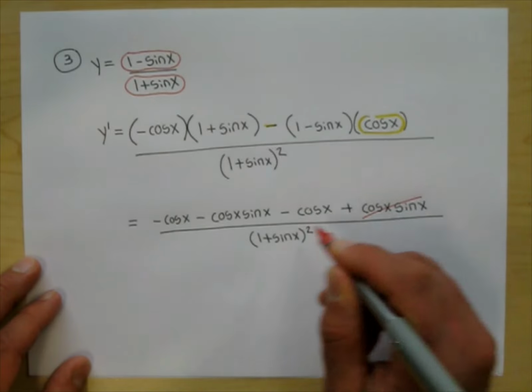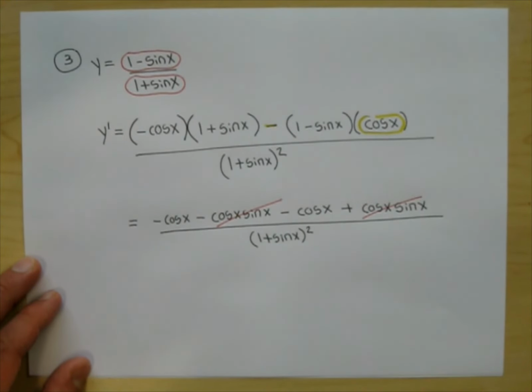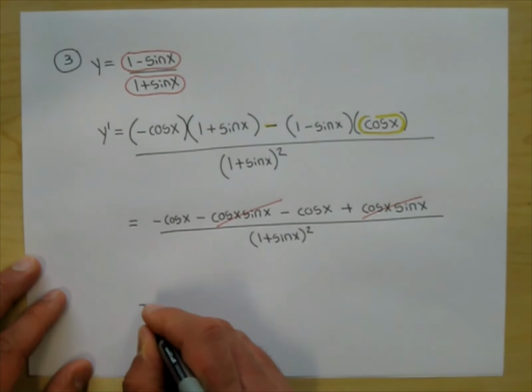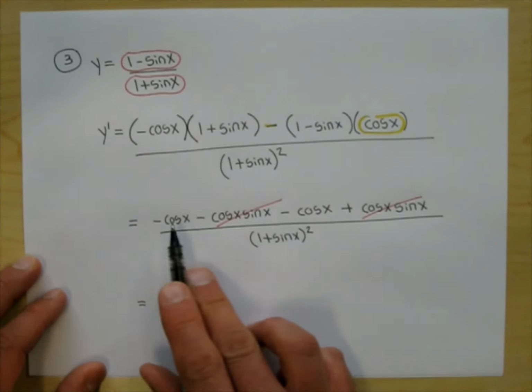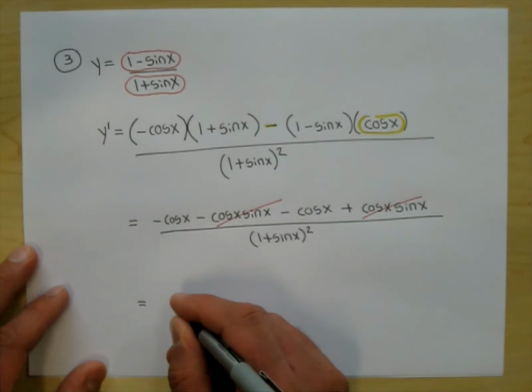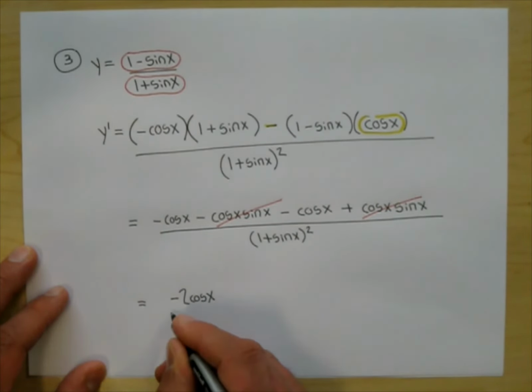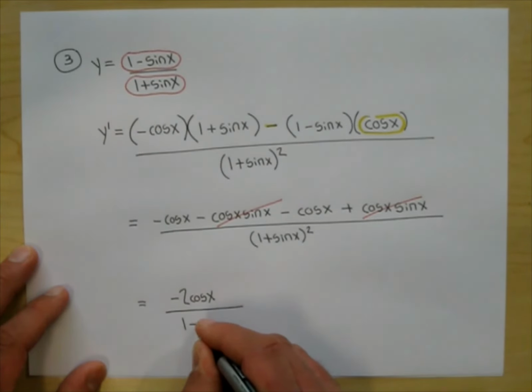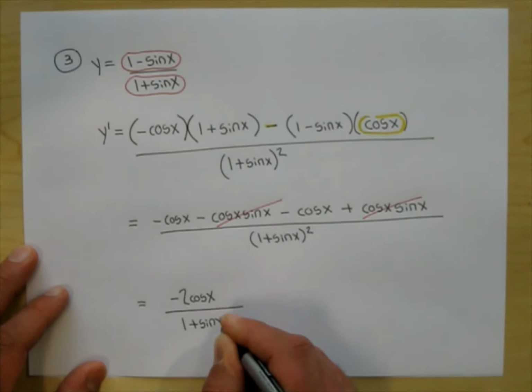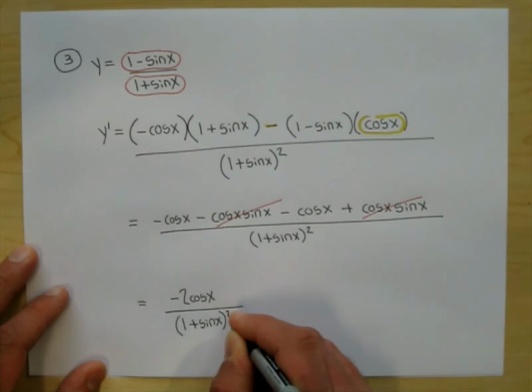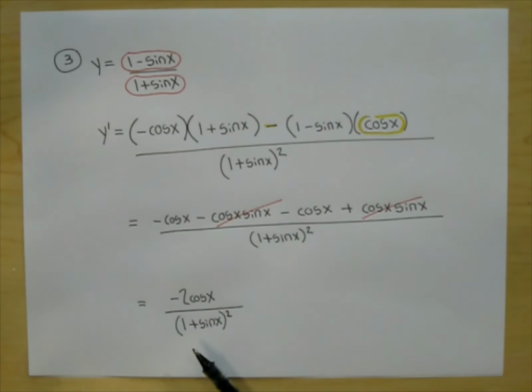Can we simplify the top? Yeah. Those guys are opposites. They're out of there. And the top now has 2 of these creatures, or actually negative 2 of them, minus 2 cosine x. And on the bottom we have 1 plus sine x quantity squared. Now we can multiply out the bottom. That's really not going to help us simplify this fraction. Nothing is really going to cancel. So we're done. This is a good enough answer.